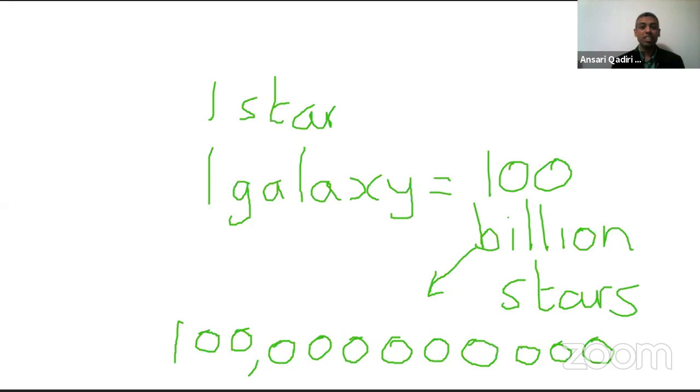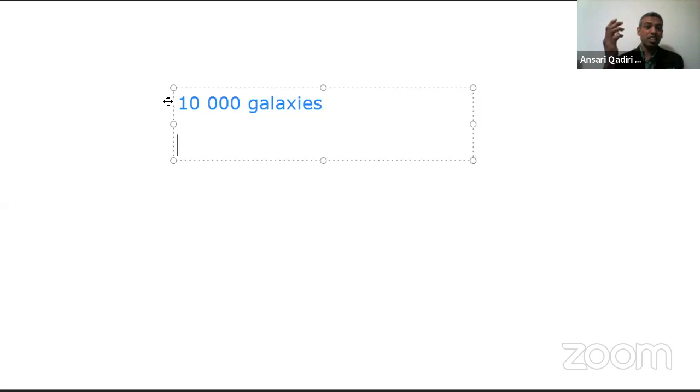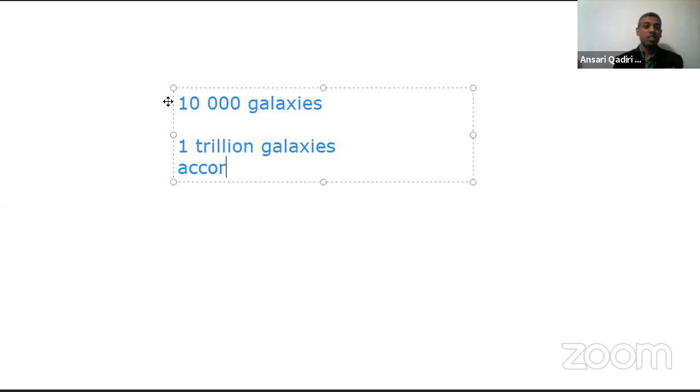And how many galaxies do we have in this picture? This is a picture taken by the Hubble telescope. It shows 10,000 galaxies. But actually, from the study, what we find out is there are 1 trillion galaxies according to the latest data.